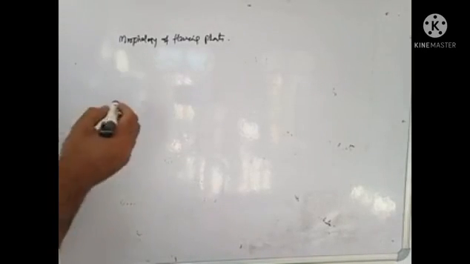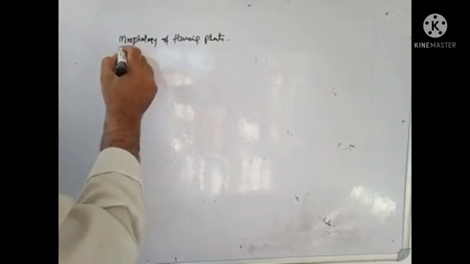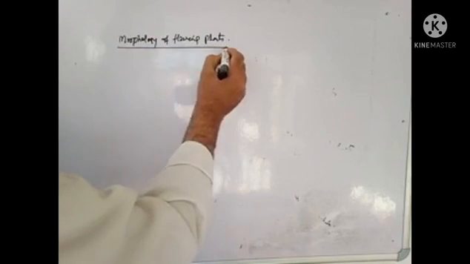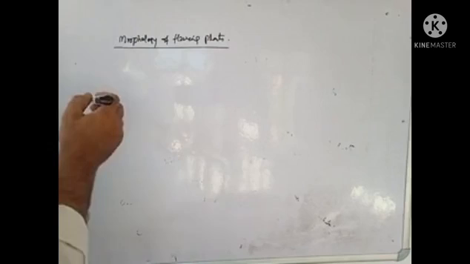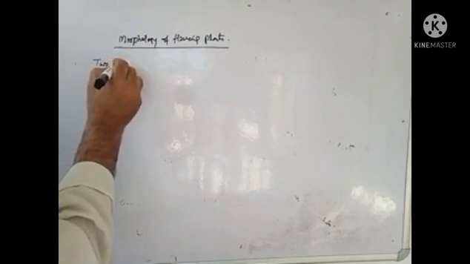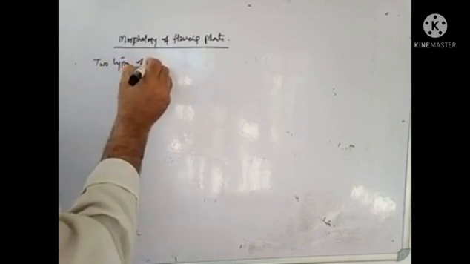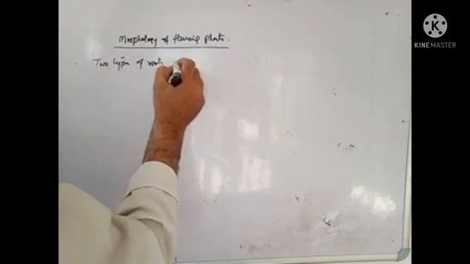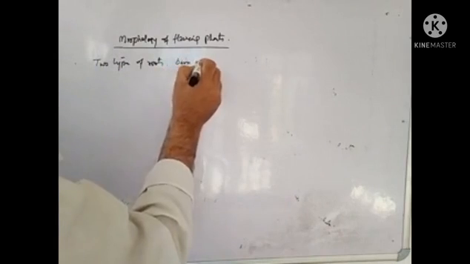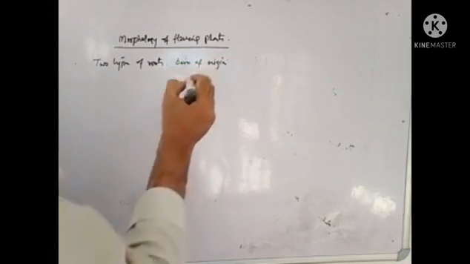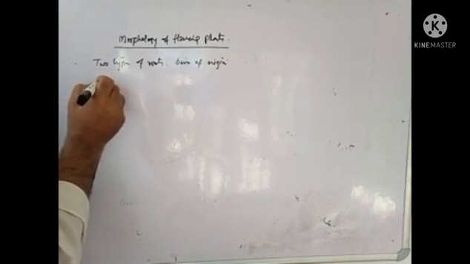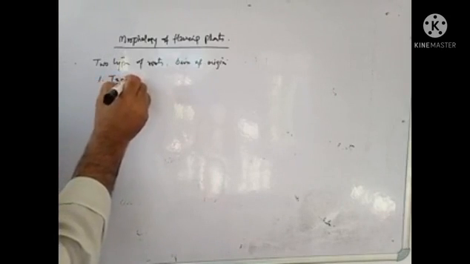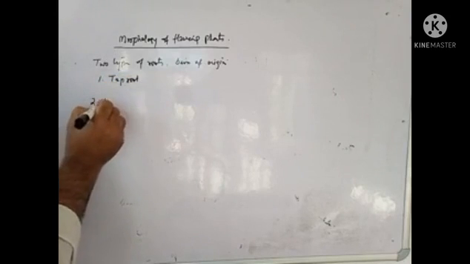Dear students, we will continue with the previous lecture, that is morphology of flowering plants. Now we have two types of roots on the basis of their origin, that is taproot and adventitious root.